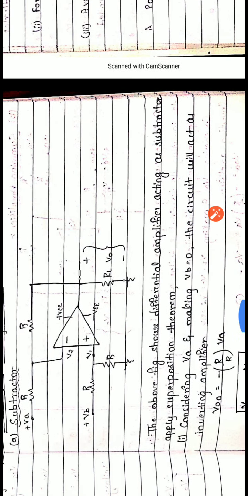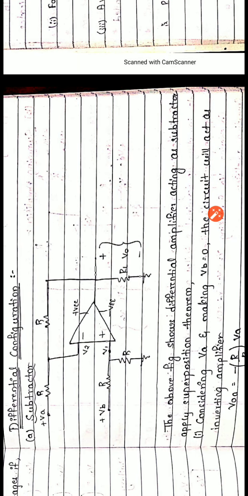So we'll apply the superposition theorem. According to the superposition theorem, you have to make one of the input voltages 0 to determine the output. So first, VB is made 0. When VB is made 0, it is connected to ground. Now this circuit acts as an inverting configuration, where VA is connected to the inverting terminal of the op amp and the non-inverting terminal is connected to ground, assuming VB equals 0.